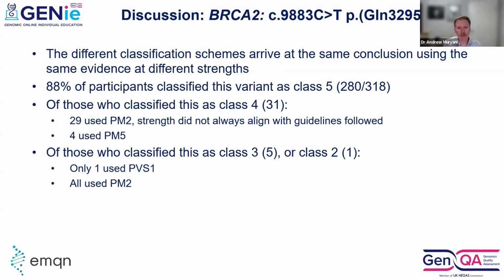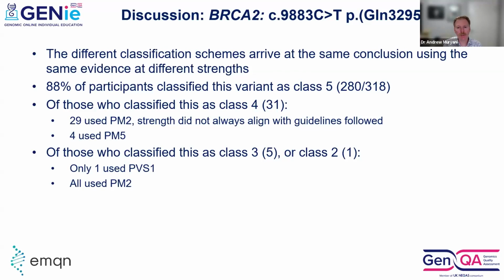So the two different schemes arrived at the same conclusion using the same evidence, but they did use it slightly differently. CanVIG-UK uses PM2 at a level of moderate, whereas ENIGMA uses it at a level of supporting, and then ENIGMA also repurposed PM5, in this case at a level of strong.